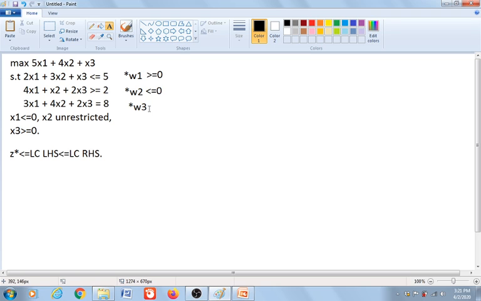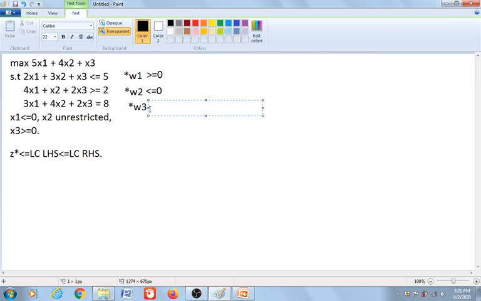So for the sign of w3, it doesn't matter. When you have w3 positive, the sign will still be equal. When you have w3 negative, the sign over here will stay the same. And even when you have w3 equal 0, the sign will not change, it will still be an equal sign. So it doesn't matter what the sign of w3 is, so w3 is unrestricted.